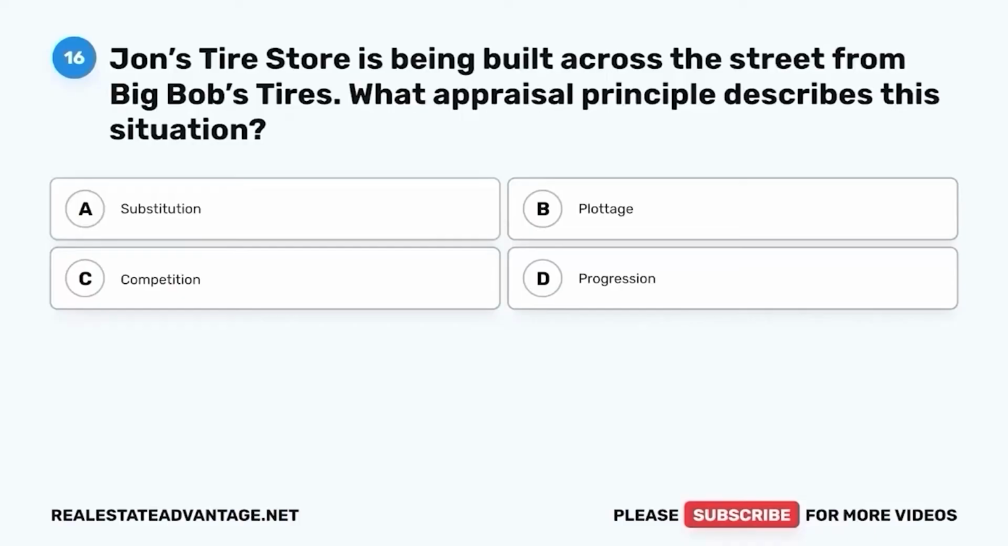Question 16. John's Tire Store is being built across the street from Big Bob's Tires. What appraisal principle describes this situation?